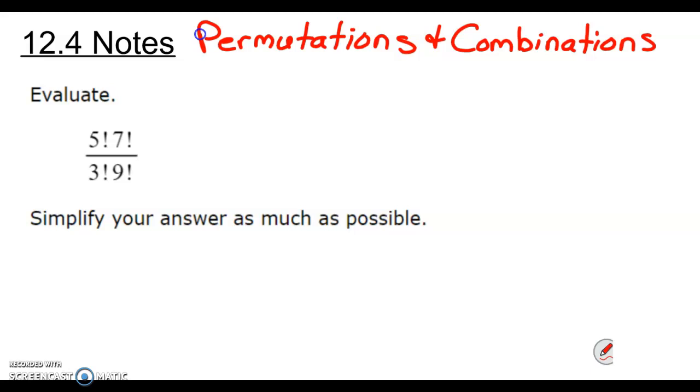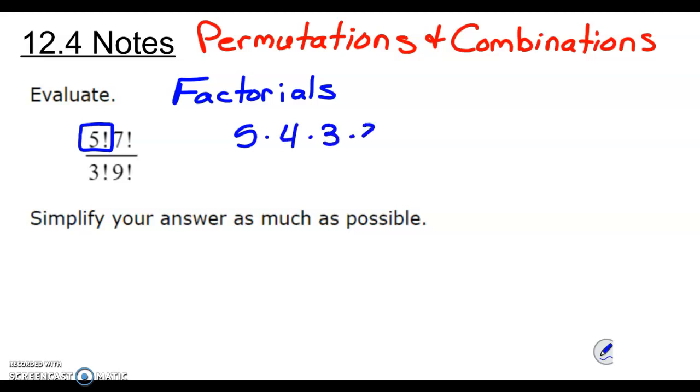Okay? So the first thing that we're looking at here is this series of what looks like just numbers and exclamation points, called factorials. So what you're looking at here is 5 factorial, we would call it. How the 5 factorial is represented is 5 times 4 times 3 times 2 times 1. When you see that exclamation point, you have that number and everything below it being multiplied together.